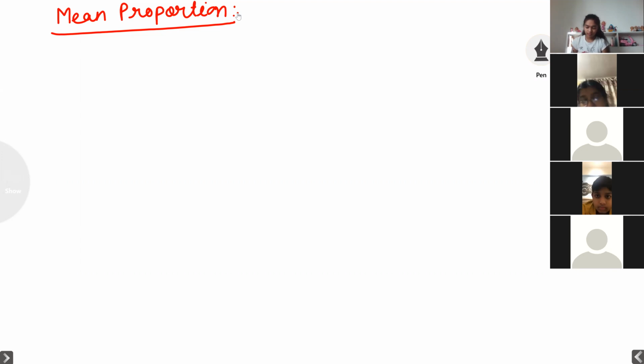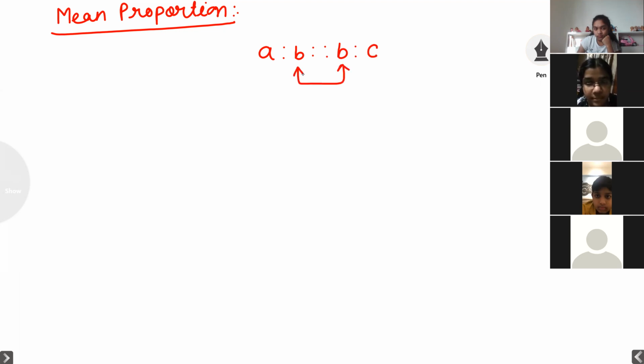Listen carefully, everyone. Don't write. A is to B is same as C is to D. But if I'm talking about mean proportion, I will take only three terms. A is to B is same as B is to C. Here B will repeat two times.